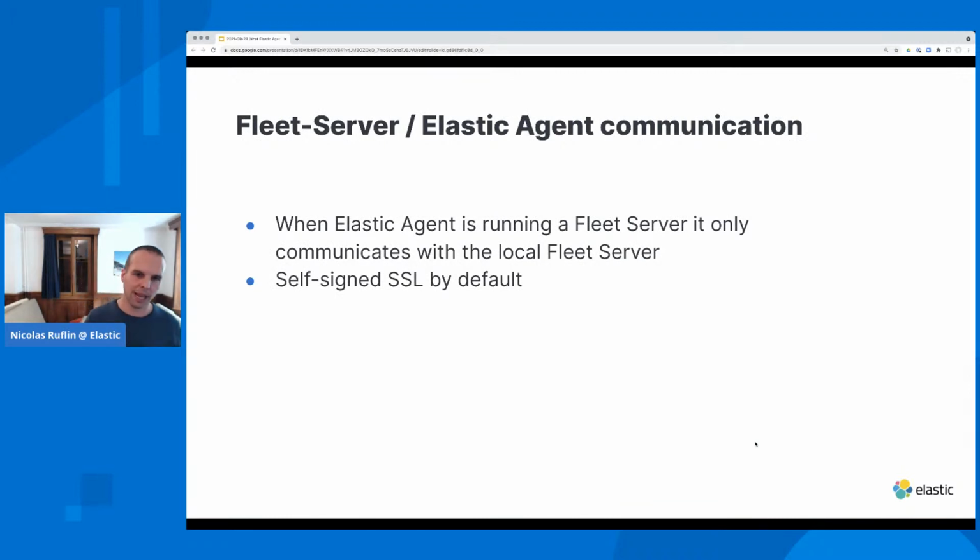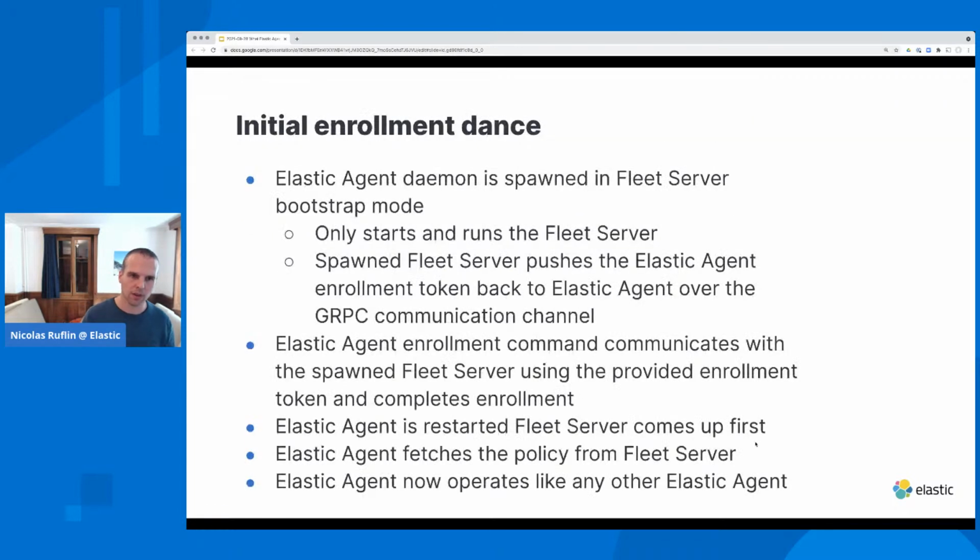So the Elastic agent and the Fleet Server that's running below it, they communicate. When Elastic agent has a Fleet Server running inside, it actually always communicates with that local Fleet Server. So it basically connects directly to get all the configuration and updates from there. By default, it's a self-signed SSL certificate. Of course, you can provide all the CAs and certificates to have your fully signed certificates.